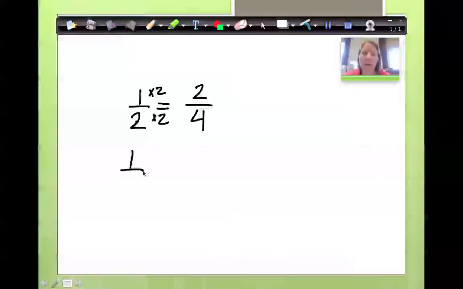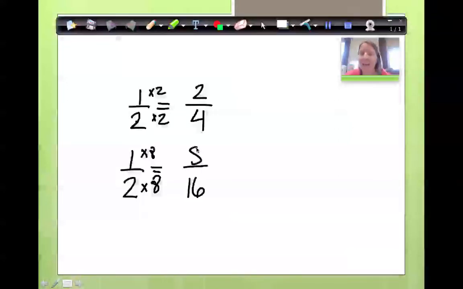Okay, well, let's do it again. Let's do 1/2 again, but let's do 16ths. Ooh, 16ths. What did I do to the 2 to get 16? I multiplied it by 8, right? 8 times 2 is 16. So I'll do the same thing up here. 1 times 8 is 8. So 1/2 is equivalent to 8/16.